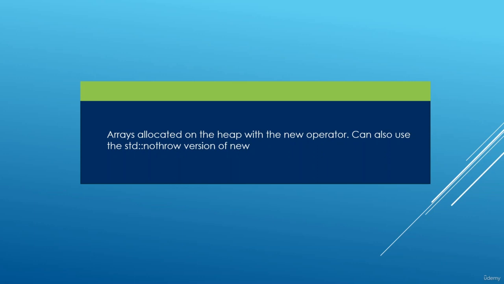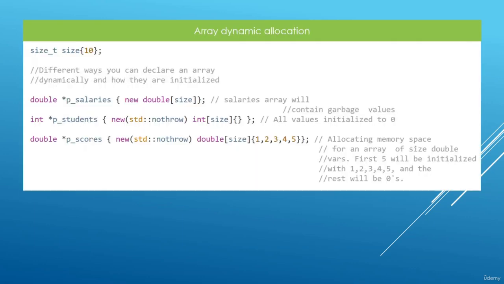We can also use the std::nothrow version of the new operator if we don't want exceptions in our C++ programs. Here is a simple example of how you can do that. We have a pointer called psalaries. It's going to be a pointer to double, and it is going to contain the address to the dynamic memory that we allocate on the heap, which is going to contain an array of doubles of this size here. This is an array that is going to be initialized with junk values because we are not initializing that explicitly. So this is something you need to be aware of.